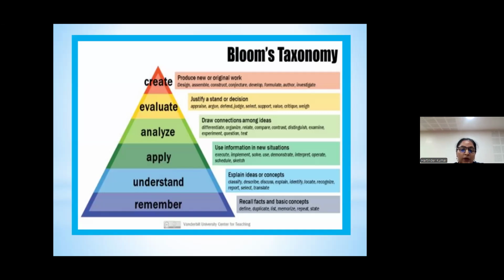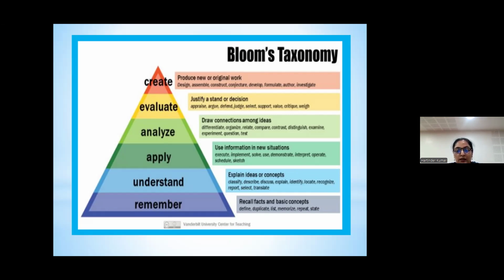This is in general a pyramid having 6 levels of the Bloom's taxonomy. That is to remember, understand, apply, analyze, evaluate, and create. Remember, understand, and apply come under the LOTs, but we can say apply, analyze, evaluate, and create are the HOTs. In remember, we follow recalling the facts and the basic concepts.